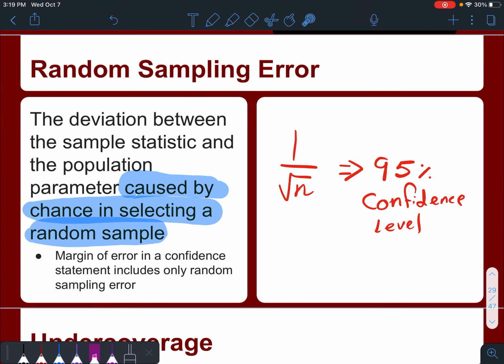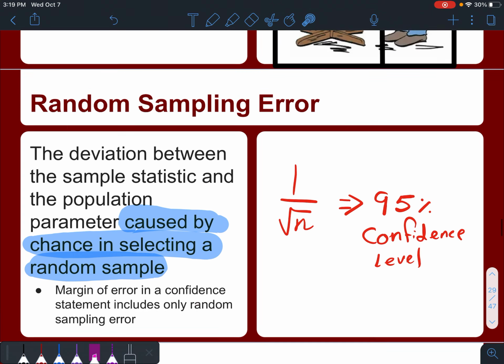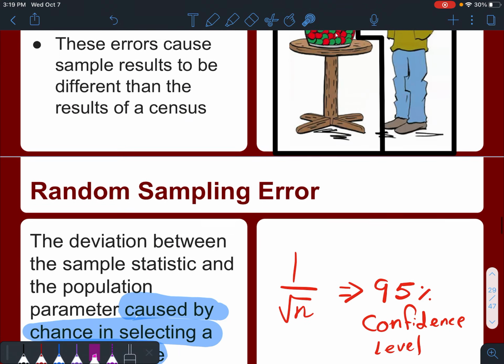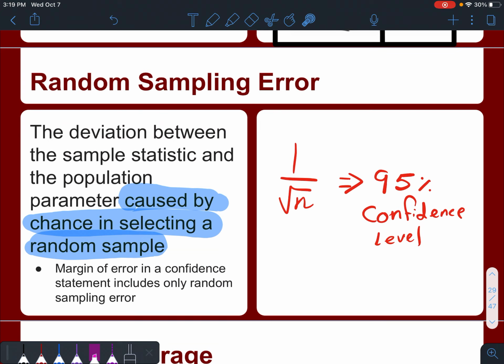Random sampling error. This right here gets the benefit of the margin of error. So the deviation between the sample statistic and the population parameter caused by the chance in selecting the random samples. So this is where we get our 95% confidence interval. So 95% of the samples we grab, we can say that we're going to grab the parameter within that margin of error. So we get the benefit of the margin of error from random samples that are good.